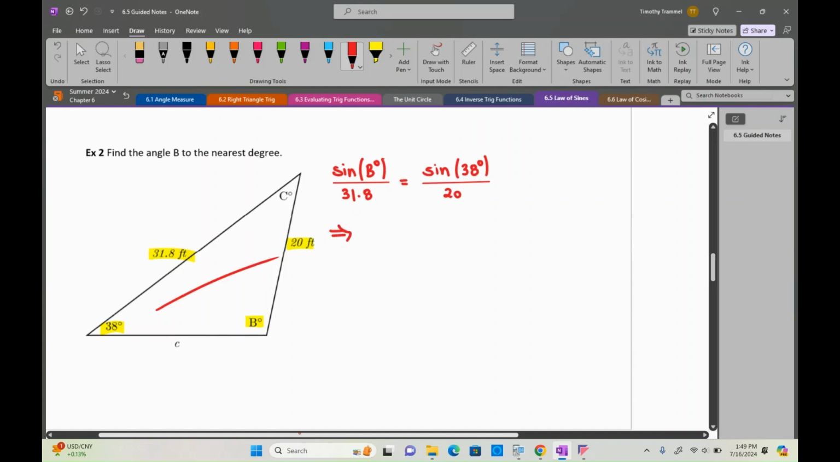And if I want to solve this for B, I need to multiply both sides by 31.8 first. So if we do that, we get 31.8 sine of 38. And then finally divided by 20. Okay. And to finish solving this for B, we want to take sine inverse of each side.